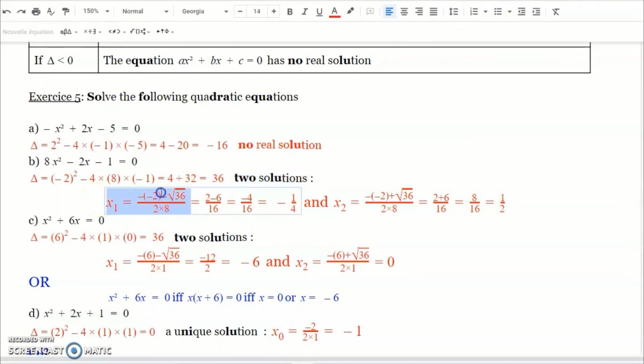So x1 is minus b minus square root of delta over 2a, and this is minus 1 over 4. The second solution is x2, 1/2.